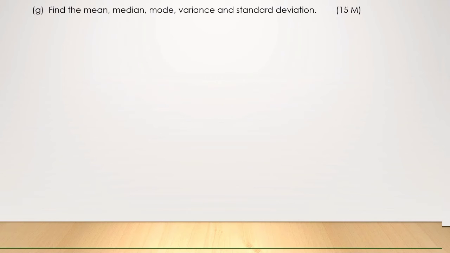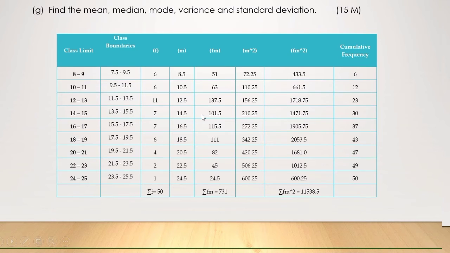Find the mean, median, mode, variance, and standard deviation. We have to create this table. So this is very important to find all the values of each thing. So this is our class limit, class boundaries, and F is the frequency of each class. M is the middle point of each class. To find the middle point, we have to add 8 plus 9 divided by 2. So we get 8.5. Same for the other classes.